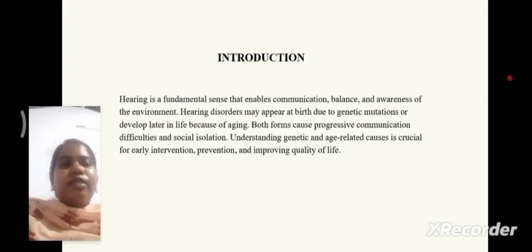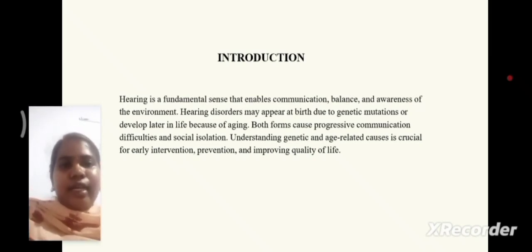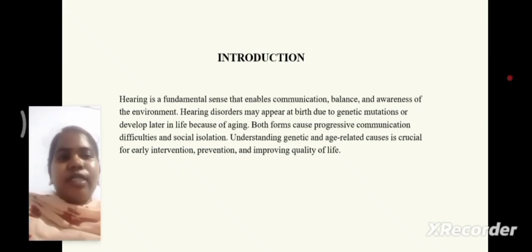Introduction. Hearing is a fundamental sense that enables communication, balance, and awareness of the environment. Hearing disorders may appear at birth due to genetic mutations or develop later in life because of aging. Both forms cause processing and communication difficulties and social isolation. Understanding genetic and age-related causes is crucial for early intervention, prevention, and improving quality of life.